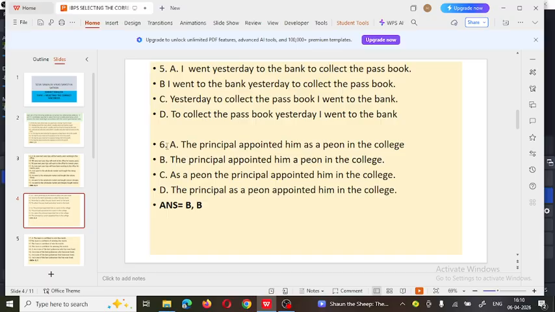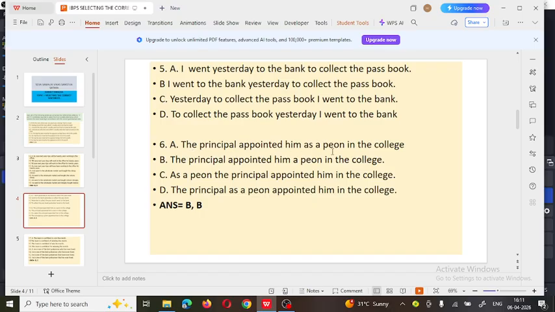Next, question number 6. The principal appointed him as a peon in the college. Second, the principal appointed him a peon in the college. Third, as a peon, the principal appointed him in the college. And fourth, the principal as a peon appointed him in the college. When you are saying the principal as a peon appointed him, it means you are using as a peon for the principal, and that is definitely wrong. It does not go with the meaning of the sentence. As a peon, the principal appointed, this is also wrong formation. And in A, the principal appointed him as a peon.